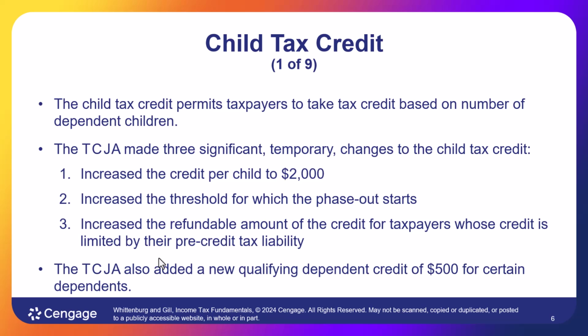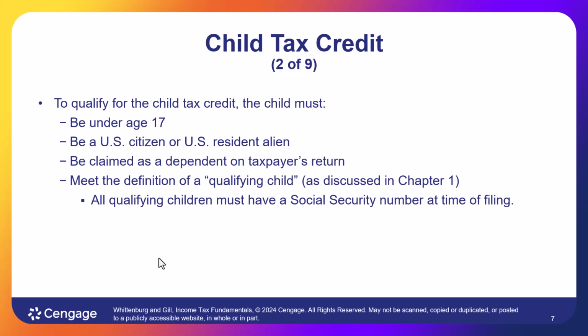The Tax Cuts and Jobs Act also offered a new qualifying dependent credit of $500 because they did eliminate the personal exemption. To qualify for a child tax credit, the child must be under the age of 17. So in the year they turn 17, they don't qualify for the $2,000. Must be a U.S. citizen or resident alien, must be claimed as a dependent on the taxpayer's return, and meet the definition of qualifying child, which we described in Chapter 1. All children must have a Social Security number at the time of filing.